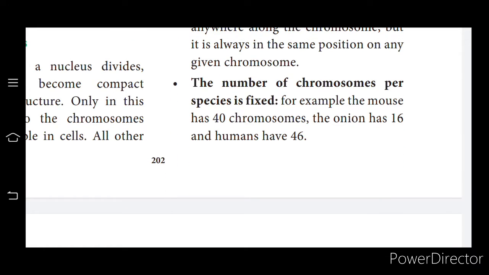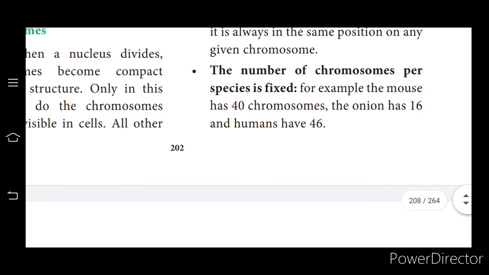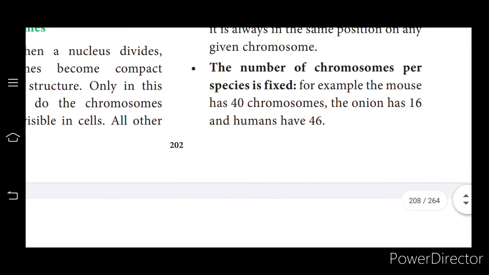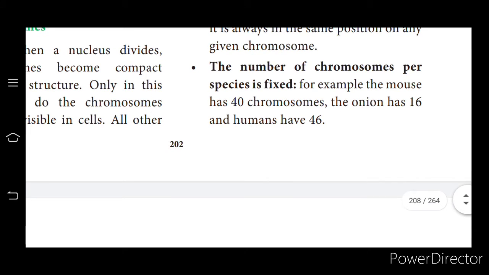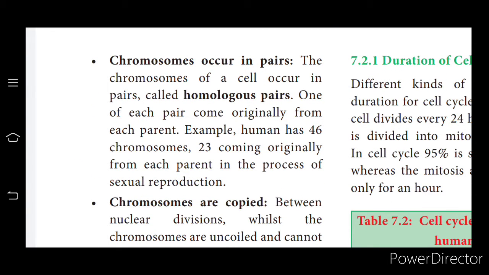The number of chromosomes per species is fixed. So they have a fixed number of chromosomes. Human has 46. You should definitely know that the number of chromosomes in a human cell is 46. Mouse has 40 chromosomes and onion has 16 chromosomes. Chromosomes always occur in pairs because it is a diploid cell. So they are called a homologous pair. Homologous means the same kind of chromosome.